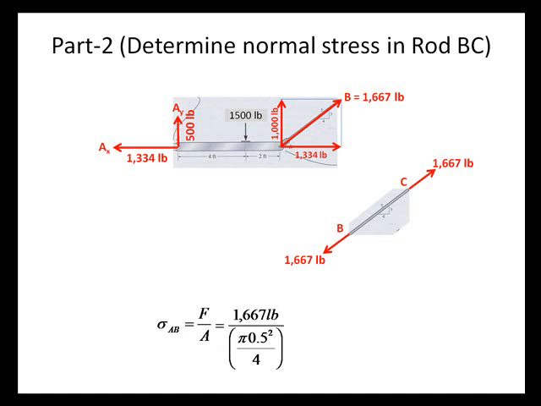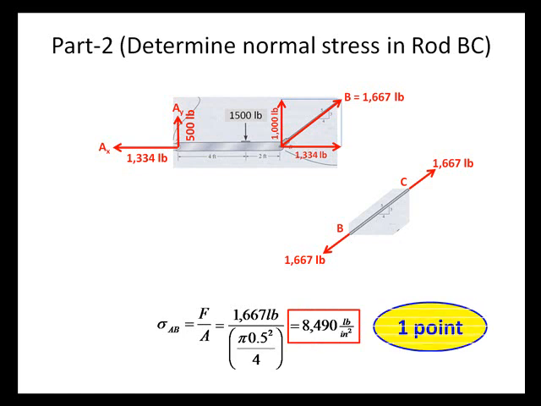But an engineer knows that you can't measure a radius. You'll have to measure the diameter anyway. So let's have an equation for area that uses diameter. That results in 8,490 psi, or pounds per square inch of stress in rod BC. Give yourself a point if you got that right.